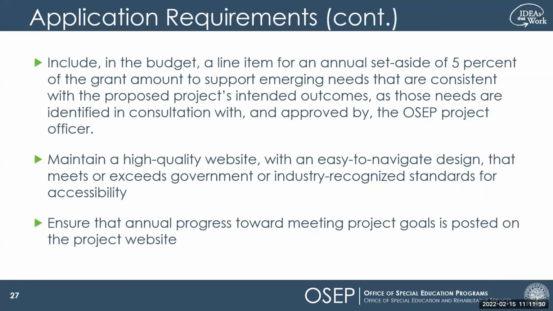The project must also, in the budget, include a line item for an annual set aside of 5% of the grant amount to support emerging needs that are consistent with the proposed project's intended outcomes, as those needs are identified in consultation with and approved by the OSEP project officer. With approval from the OSEP project officer, the project must reallocate any remaining funds from this annual set aside no later than the end of the third quarter of each budget period.